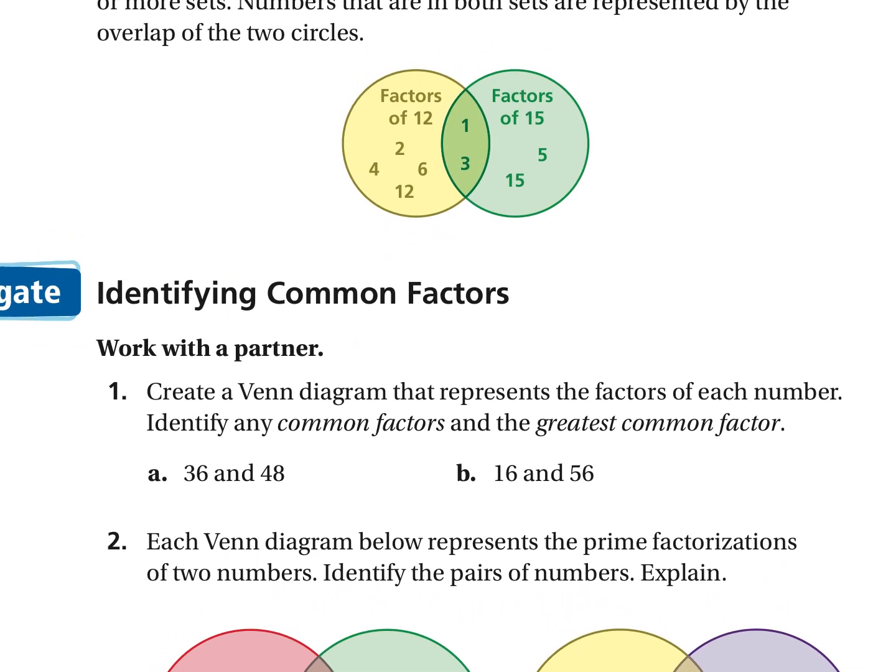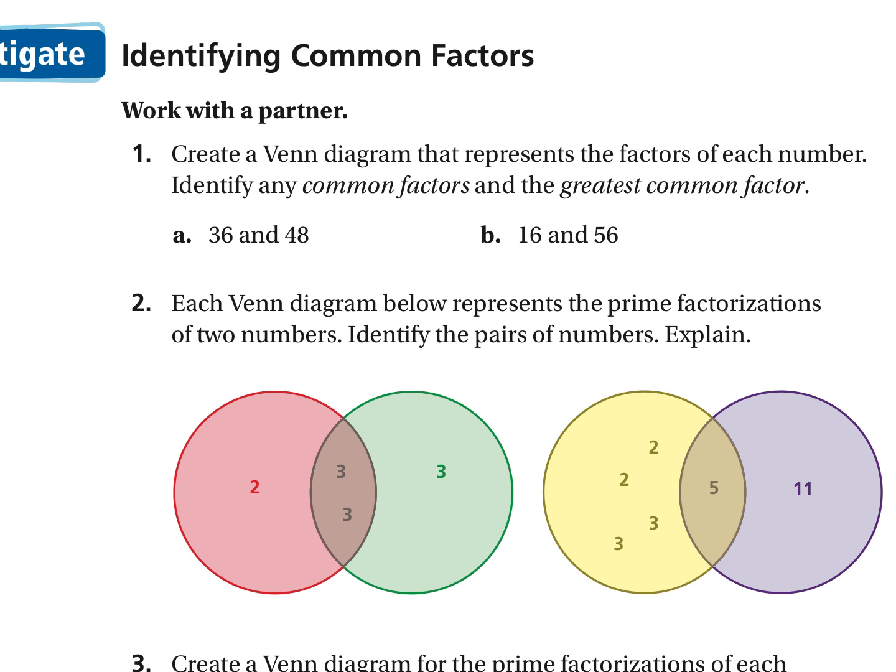When you see something like this, I have factors of 12 on the left, factors of 15 on the right. The ones that they have in common are in the middle. So that's how they're using this Venn diagram to break up all of my factors. The common factors go in the middle. Of those common factors, you can identify easily the GCF. That's all they're doing there.